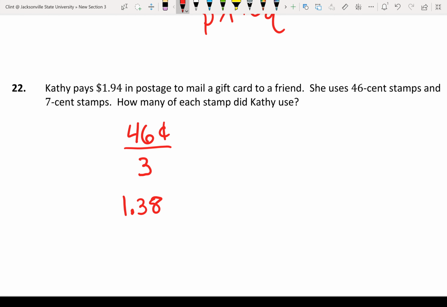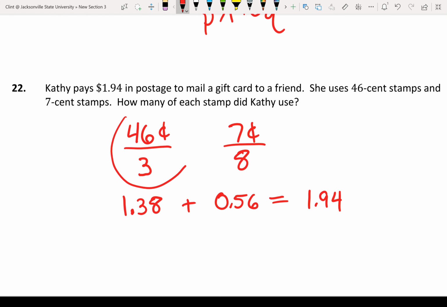So now if I do 1.94 minus 1.38, I get 0.56. And if you divide that by 0.07, we're going to get that 8 will work. So 8 times 0.07, 56 cents. And if we add those together, 56 cents plus $1.38, we get $1.94 like we want. Okay, so we're going to use 3 46-cent stamps, 8 7-cent stamps. Okay. Have any questions, let me know.